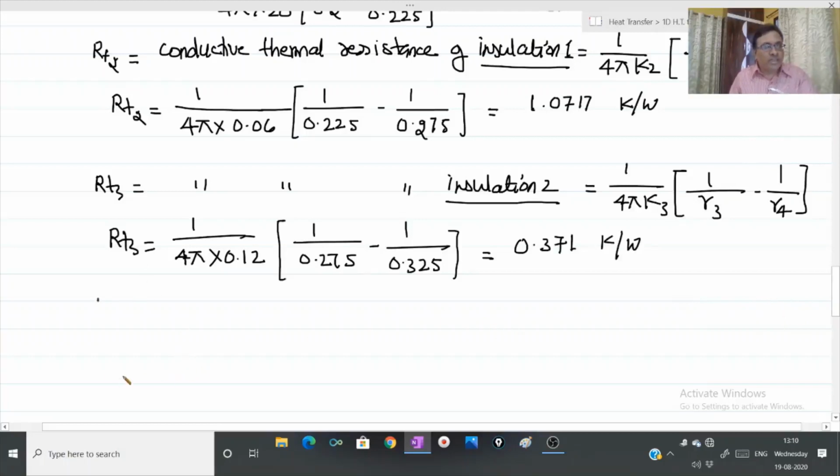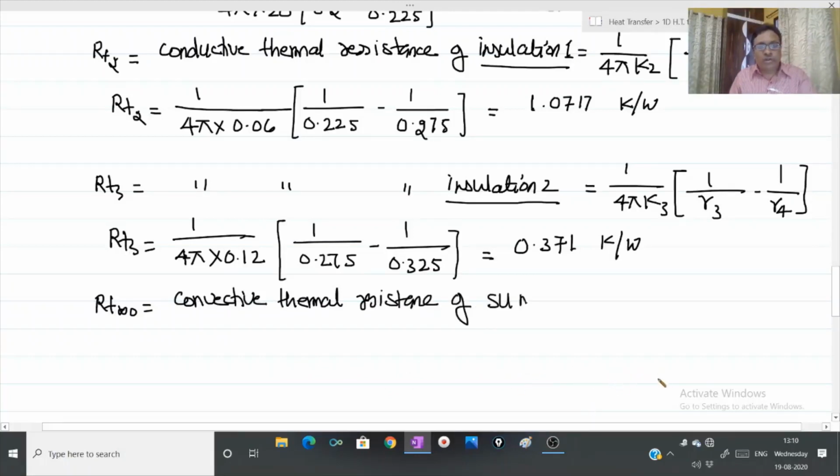And finally, RT infinity O. It is nothing but the convective thermal resistance of the surrounding fluid.